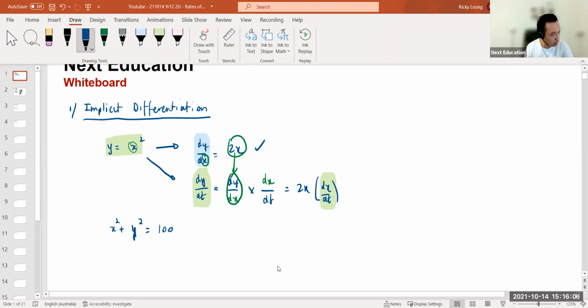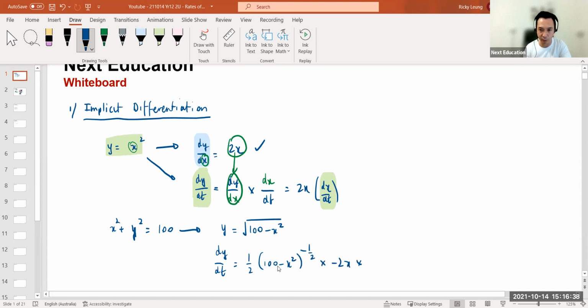Now, there's 2 ways to do this. What we did in the last video was basically try to express y as the subject. So you bring the x squared over, square root it, and because x and y were lengths, we only consider the positive case. Then you differentiate for dy/dt. You bring down the half, you minus 1 from the half, and then multiply by the derivative of the inside. That's a chain rule. And then you multiply that by dx/dt. That's exactly what we did last week.